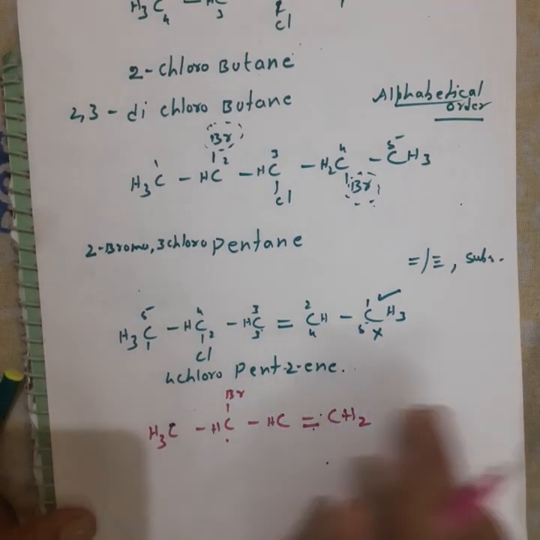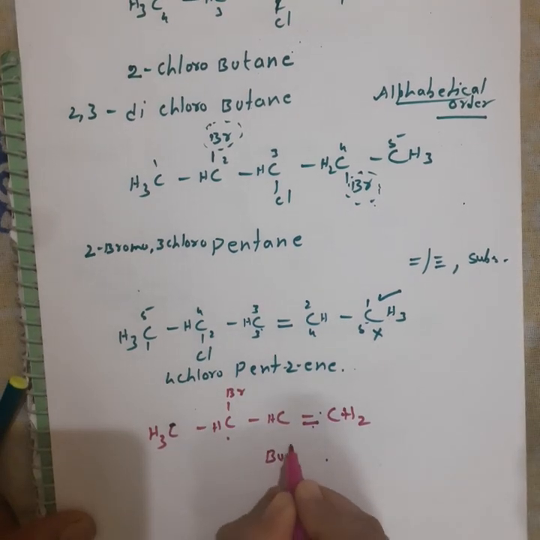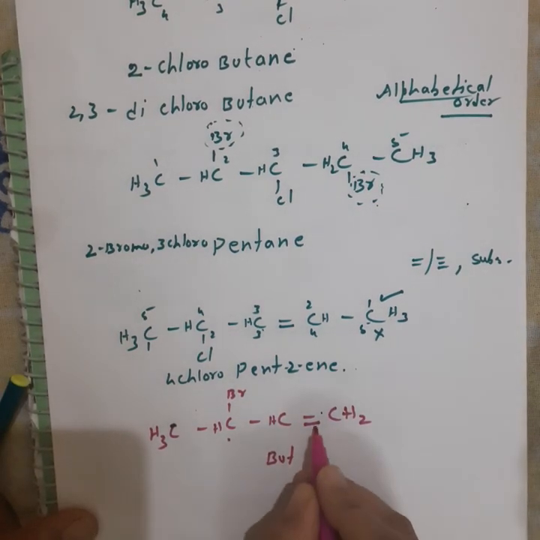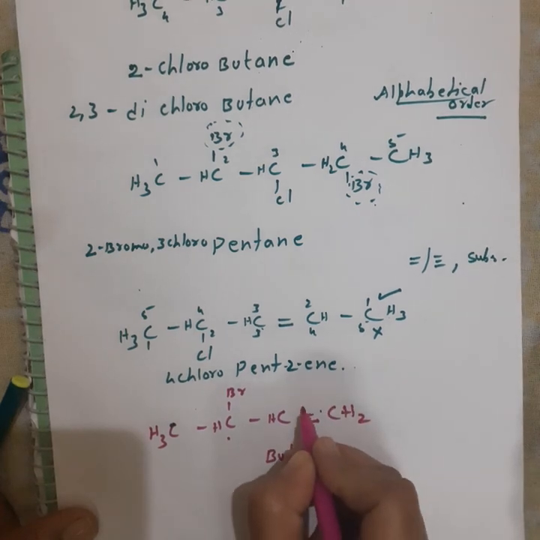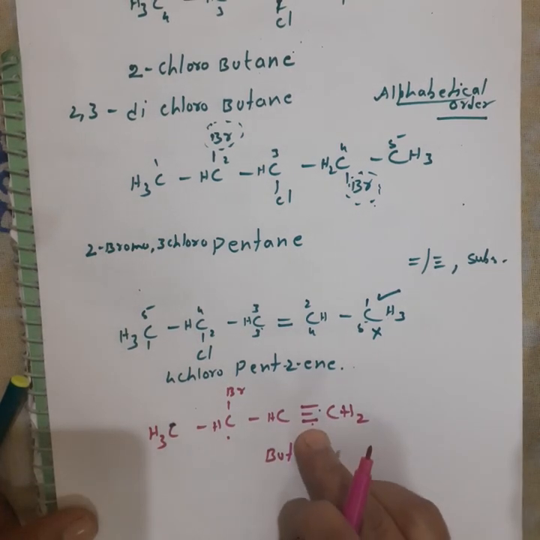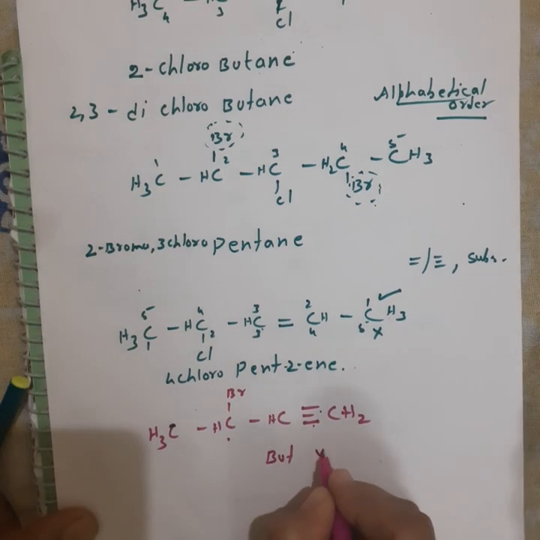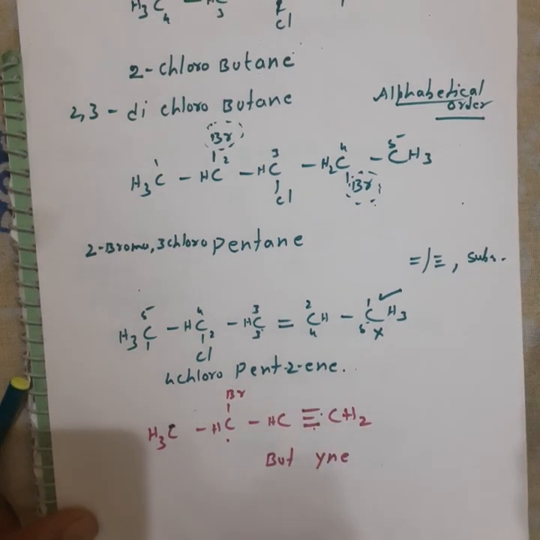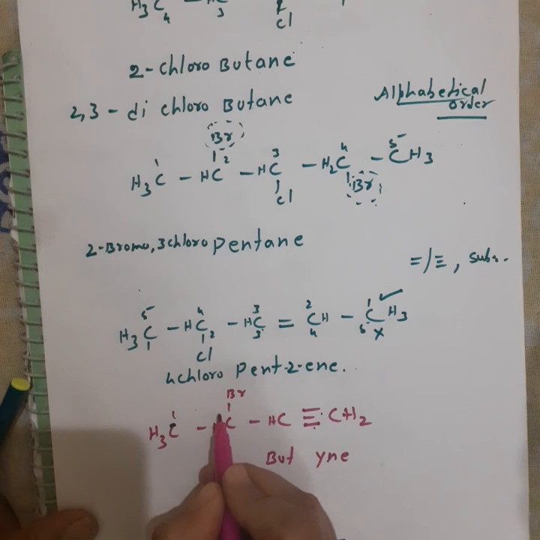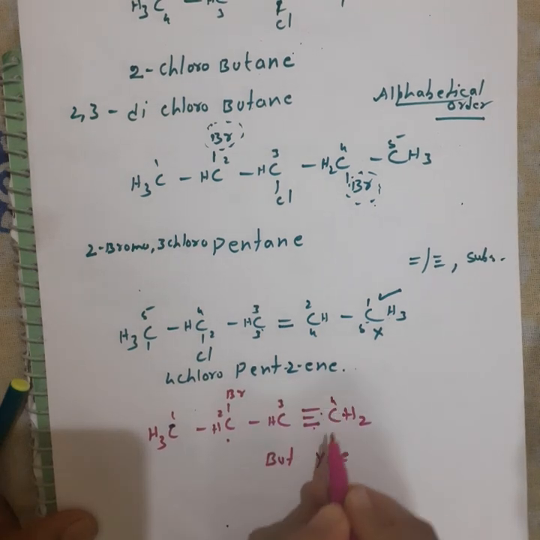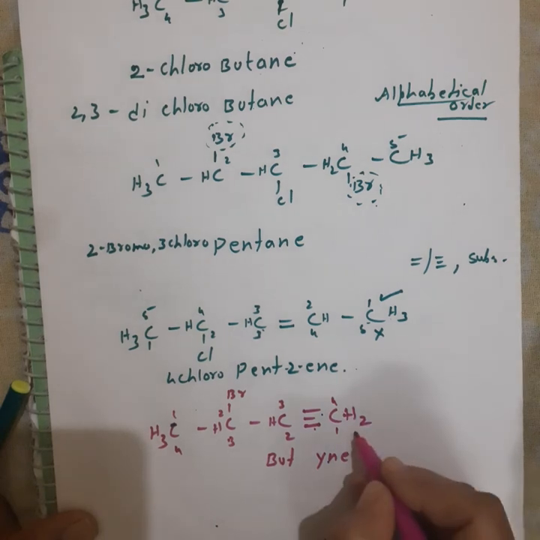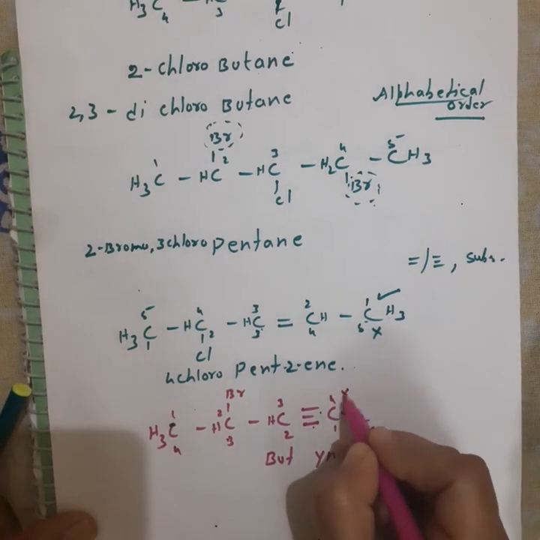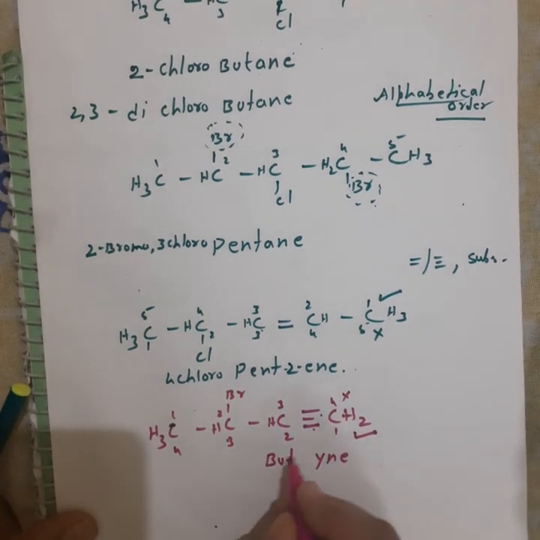So now the root name is but. Then comes what? A prefix, the bond. What kind of bond? Okay, let me put a triple bond here. Triple bond, so I know it is ine. But where is the position? So 1, 2, 3, 4. 1, 2, 3, 4. Which one will be preferable? This one, not this one. So it is but-1-yne.